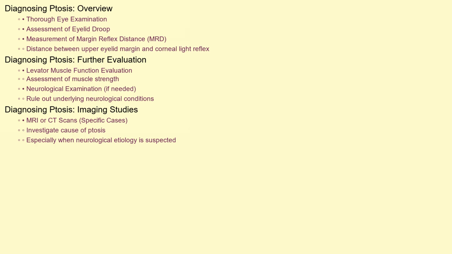Diagnosing ptosis involves a thorough eye examination by an ophthalmologist or optometrist. The doctor will assess the degree of eyelid droop and measure the margin reflex distance, MRD, which is the distance between the upper eyelid margin and the corneal light reflex. The levator muscle function will also be evaluated to determine its strength. A complete neurological examination might be necessary to rule out underlying neurological conditions. Imaging studies, such as MRI or CT scans, may be performed in specific cases to further investigate the cause of ptosis, especially when a neurological etiology is suspected.